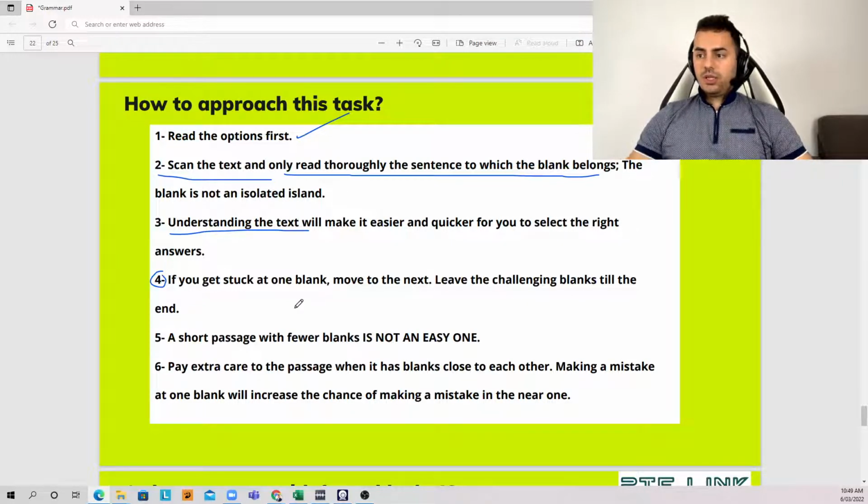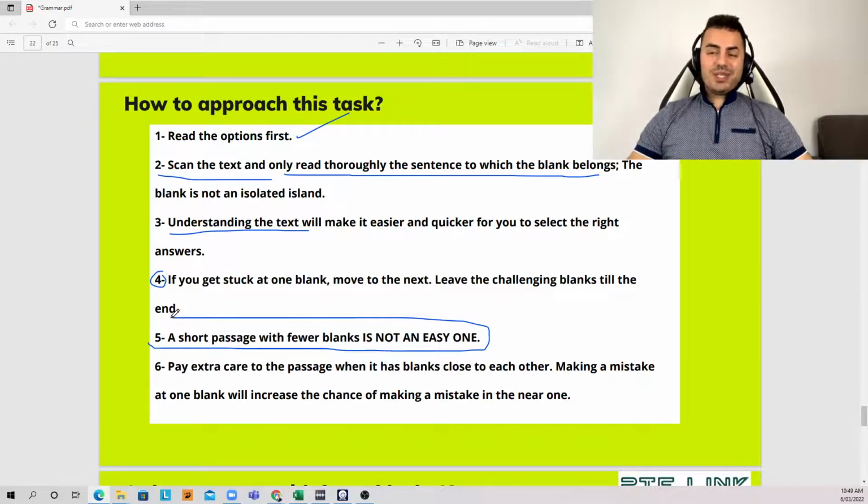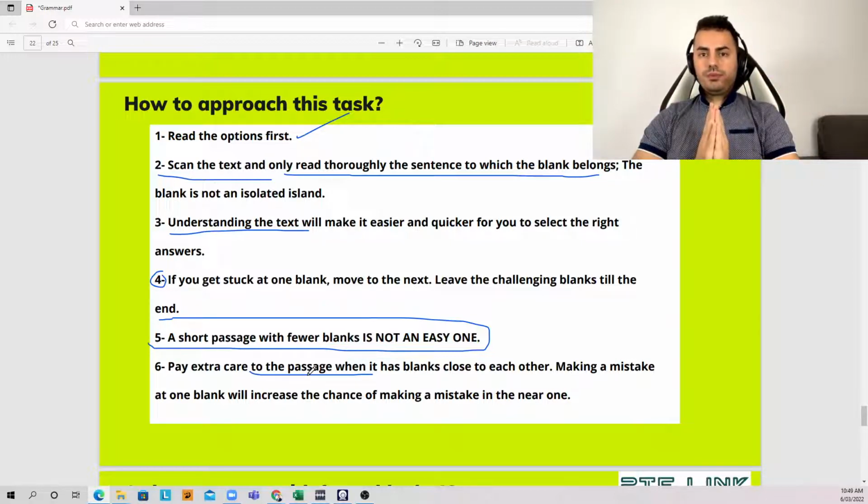Yeah? Guys, don't be deceived. Yeah? A short passage with fewer blanks is not an easy one. What I realized is that the shorter the passage, the harder. Make sure to pay extra care to the passage when it has blanks close to each other. When the gaps are very close to each other, there's a big risk that making one mistake in one gap makes you make another mistake in the other gap. So one mistake in gap 1 could be carried forward into gap 2 and 3 and 4.